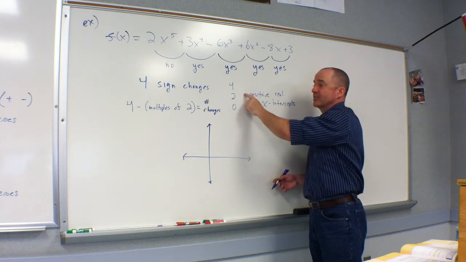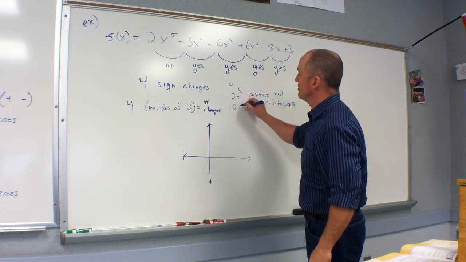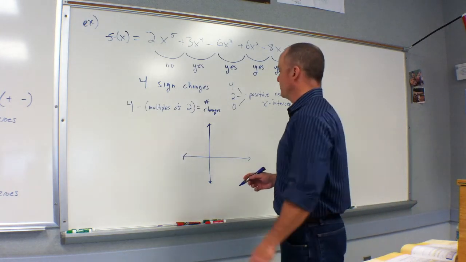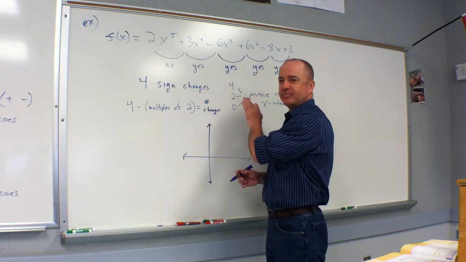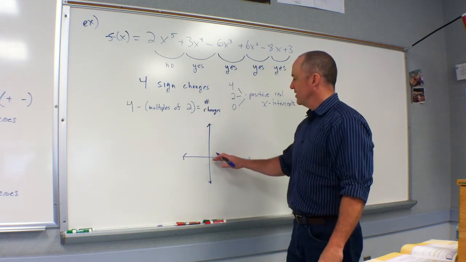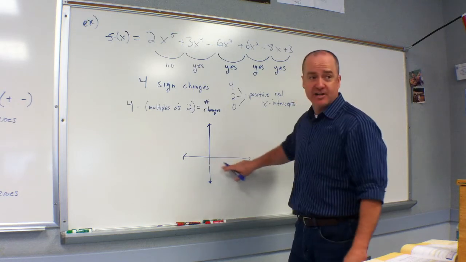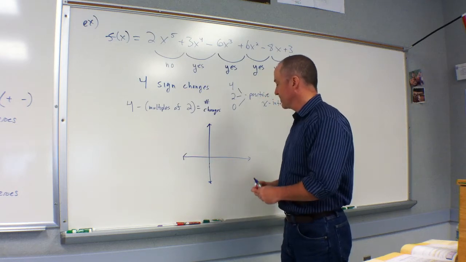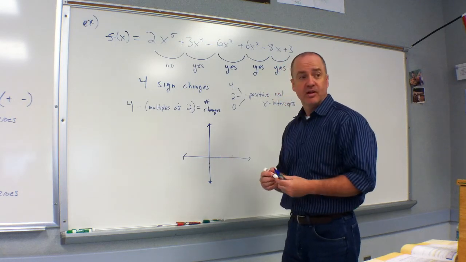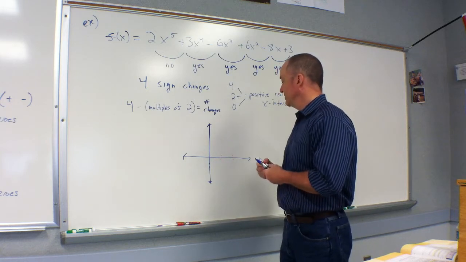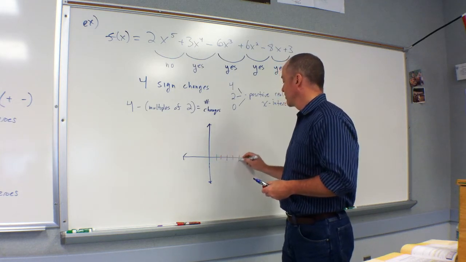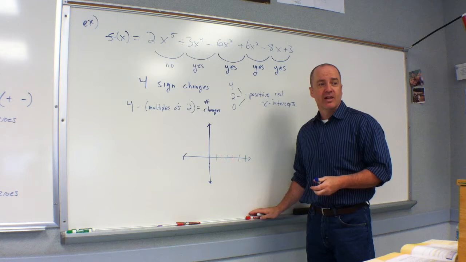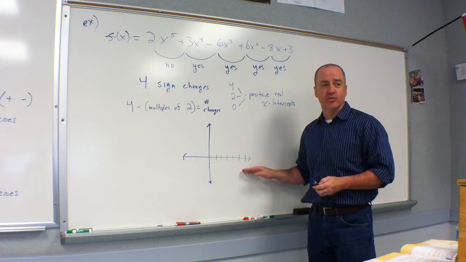So 4 is a possibility, 2 is a possibility, and 0 is a possibility. These are just the positive zeros. So this tells me that either this polynomial never hits the positive x-axis, or maybe it hits it twice, or 4 times, or not at all. But those are the only possibilities.